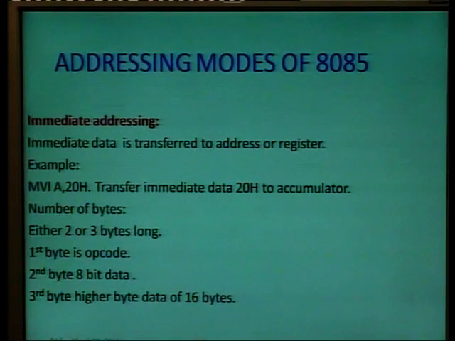Addressing modes of 8085. As we already discussed, there are 5 addressing modes in 8085. One of them is the immediate addressing. Immediate data is transferred to the address or register. The example is MVI A, 20H. It transfers immediate data 20H to the accumulator. Number of bytes: it can be either 2 bytes or 3 bytes long. The first byte is always the opcode byte, the second byte will be 8-bit data, and the third byte will be the most significant 8 bits of the 16-bit data.